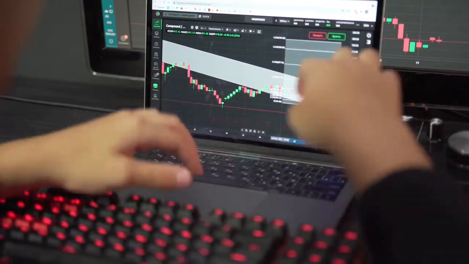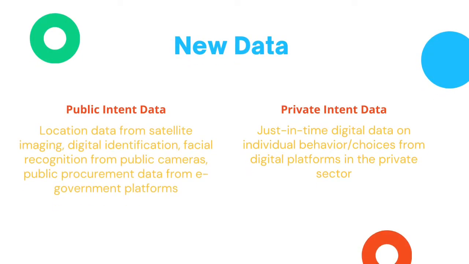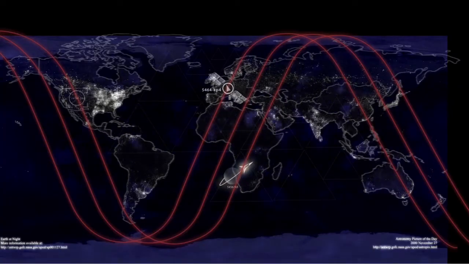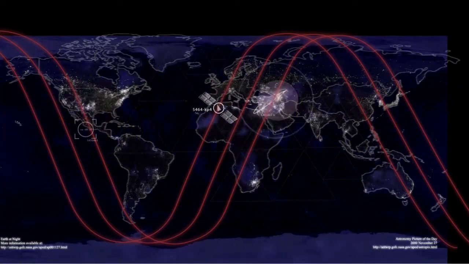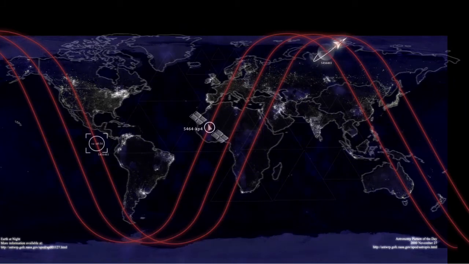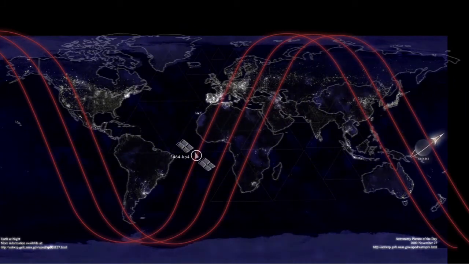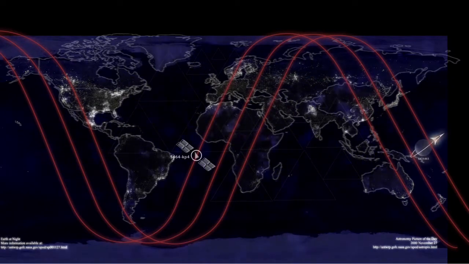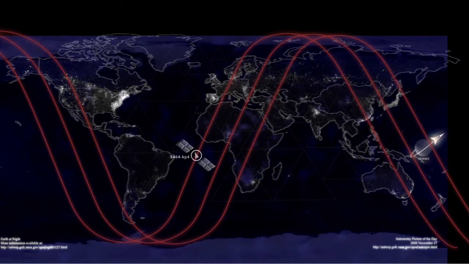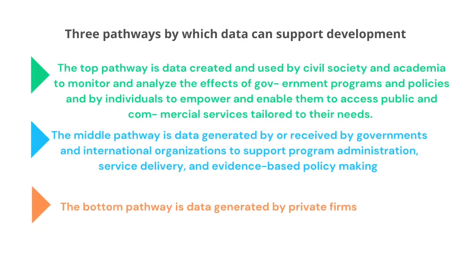We can also classify new data into public and private intent data. The public ones are the location data from satellite imaging, digital identification, facial recognition from public cameras, and public procurement data from e-government platforms, and the private can be just-in-time digital data on individual behavior choices from digital platforms in the private sector. We have three pathways that can support development.